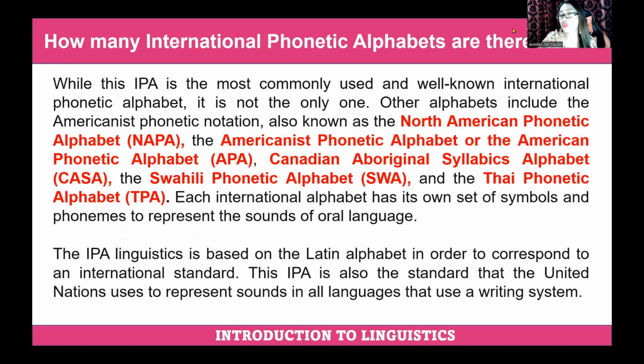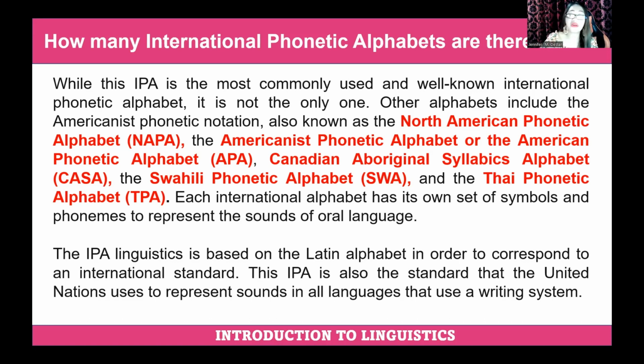How many international alphabets do we have? So we have, yes, the IPA, but there are lots. But the most common is the International Phonetic Alphabet. It is not the only one, actually. So other alphabets include the American Phonetic Notation, also known as the North American Phonetic Alphabet, the NAPA, the one I had mentioned before. That's why I always find it difficult to find videos, since other sounds are pronounced using a different notation. So the most common is the IPA, but there are lots actually.